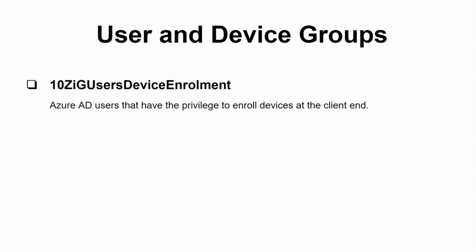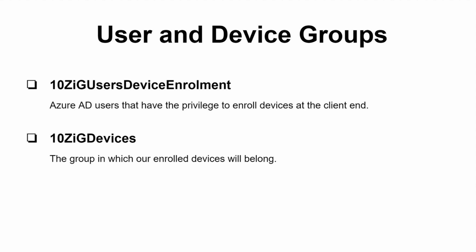We don't want everyone to be able to enroll devices without our consent, and we can use this group later when we need to be selective about our enrollment process. The second group, Tenzig Devices, is where our device will belong once we enroll it successfully. I will show you how to be selective about which devices can join this group during the actual group creation process.